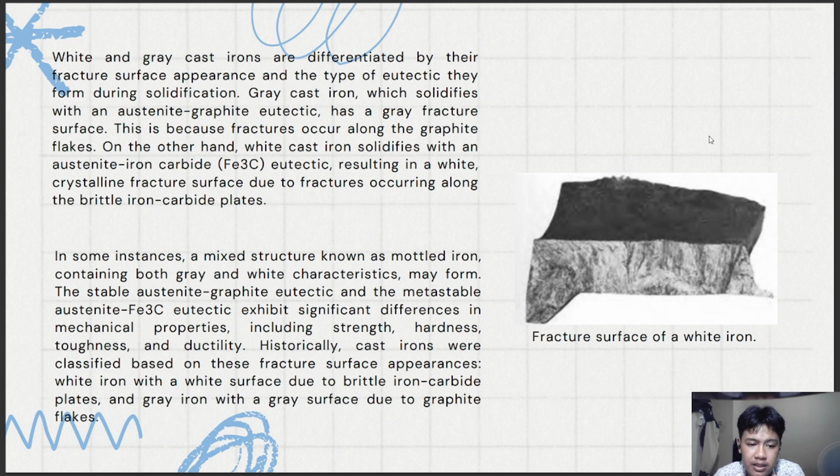The stable austenite-graphite eutectic and the metastable austenite-carbide eutectic differ significantly in mechanical properties, including strength, hardness, toughness, and ductility. Historically, cast iron was classified based on the fracture surface appearance: white iron, with a white surface due to brittle iron carbide plates, and gray iron, with a gray surface due to graphite flakes.